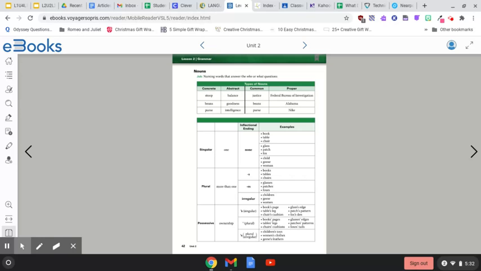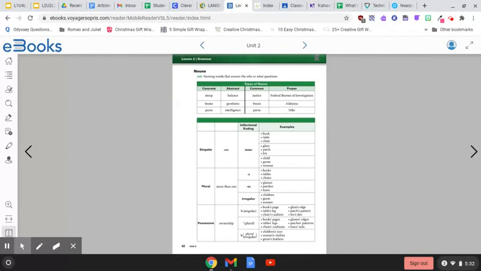Now let's look down at the plural chart. Notice that the first row of singular nouns requires just an S to make them plural. The second requires an ES to make them plural, while the third set represents irregular spellings.